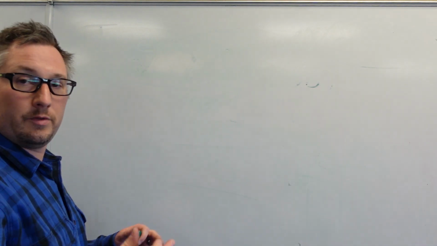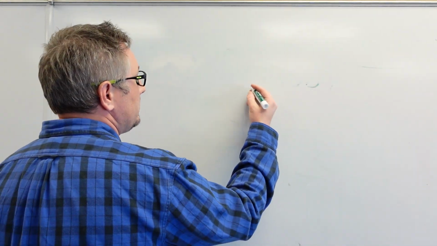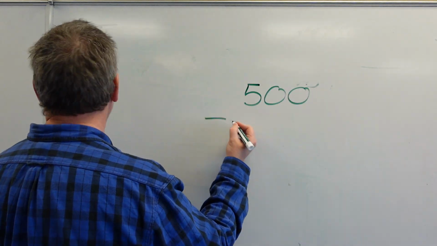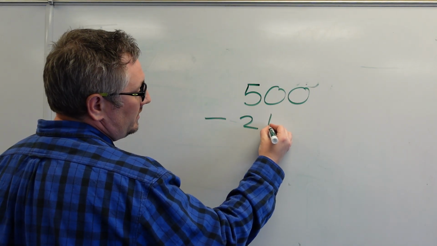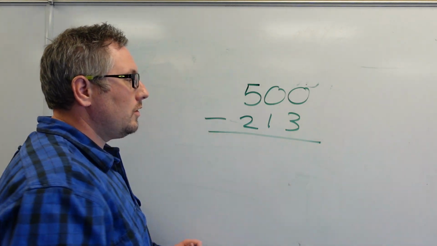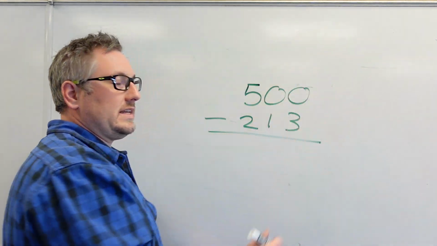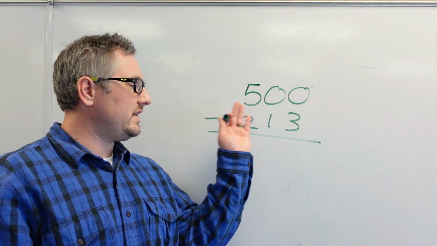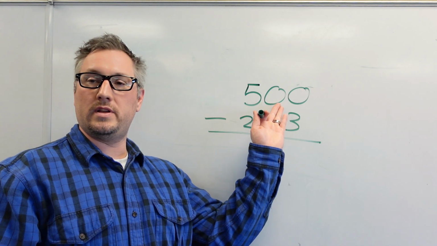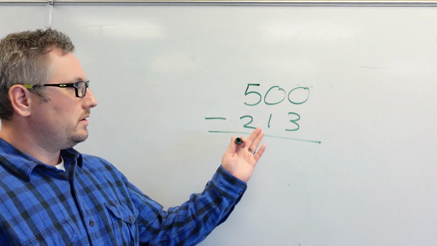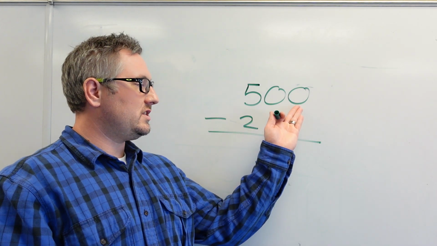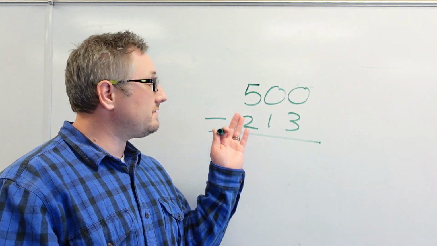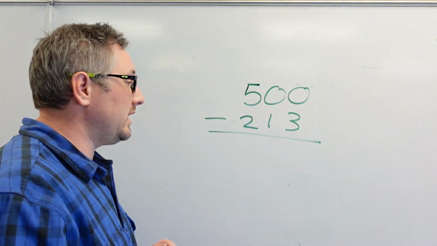I'm going to skip ahead a little bit to something that I think might be harder. So this problem is 500 minus 213. What I'm always looking for is to see, are there any digits in the number on bottom that are bigger than the number on top? The digit 3 is bigger than 0, and 1 is bigger than 0. I can see right away that I'm going to have to borrow from the hundreds place.